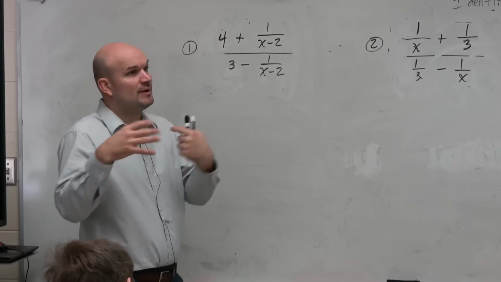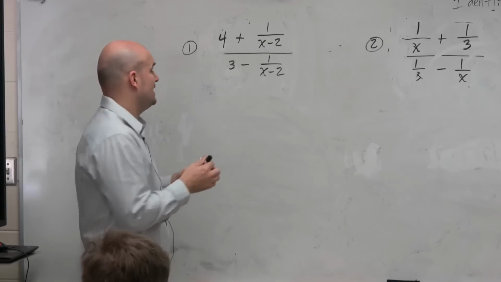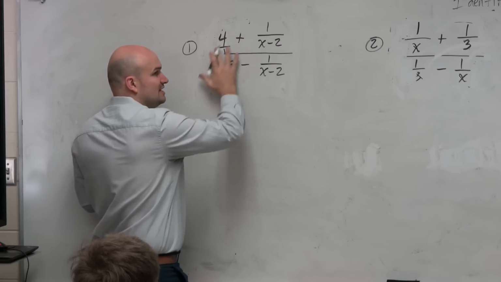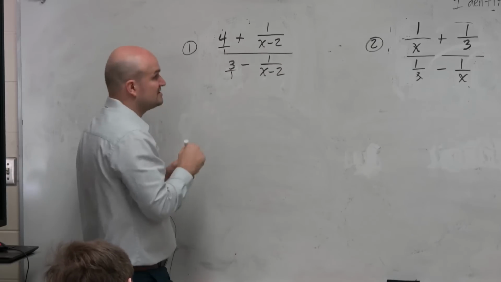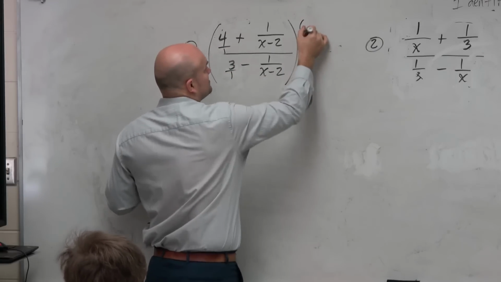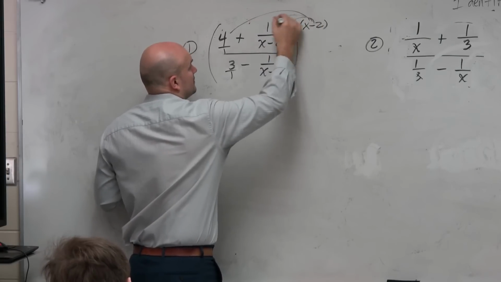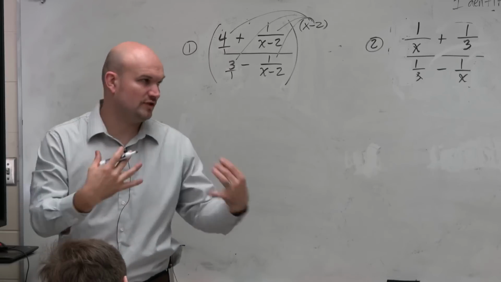If you guys remember for rational equations, what we did to eliminate the fraction was multiply by the LCD. You could put these numbers here over 1, and you can recognize that the LCD is just x minus 2. So my preferred method, same thing as solving equations, I'm going to multiply everything times x minus 2. Everything.